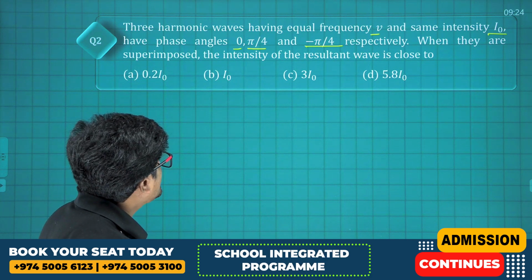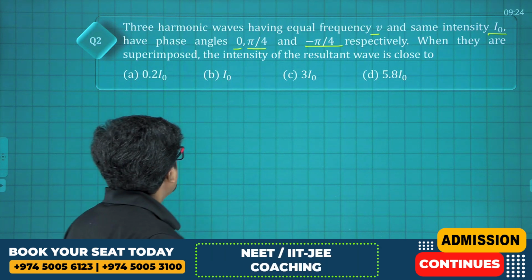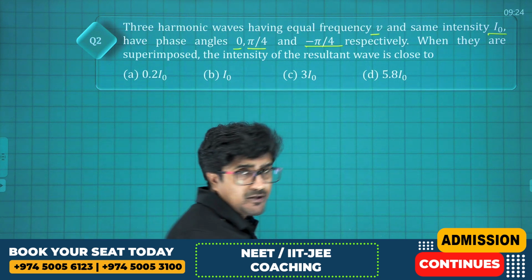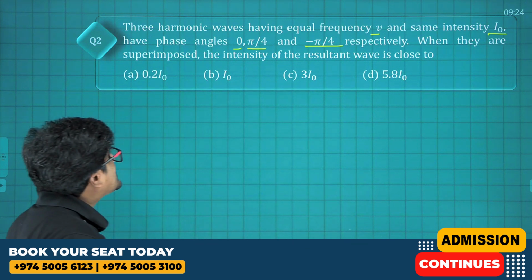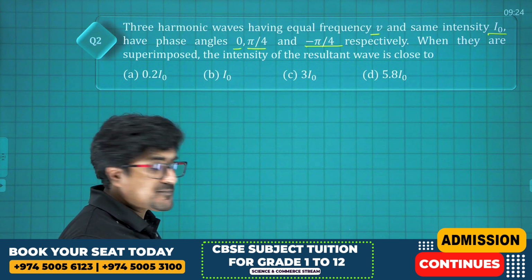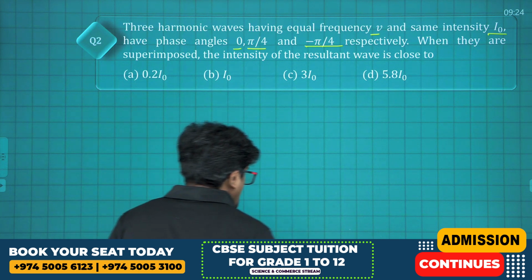Now they are having same intensity, which means they must be having same amplitude also. Now the phase difference is given as 0, pi by 4 and minus pi by 4. So let's understand this situation here.